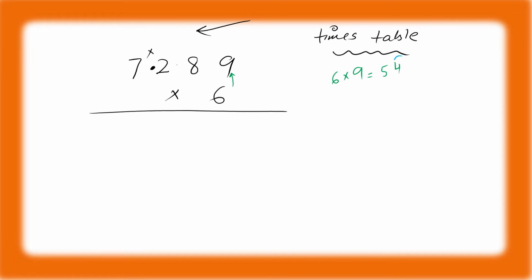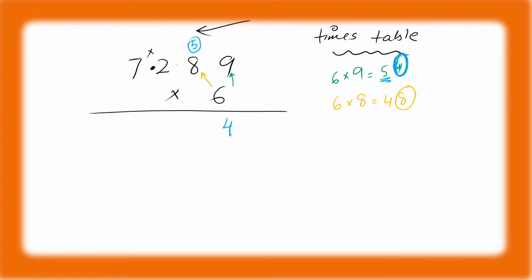We don't write 54. We write the rightmost number, that is 4. So we write the 4 down and this remaining 5 on the top as a carry. Now multiply 6 times 8. Let's see here. 6 times 8 is 48, right? So we will not write the 48. What we will write is 8.